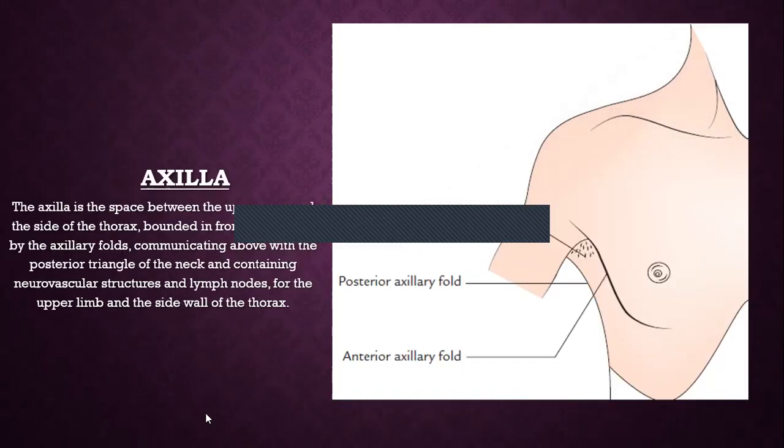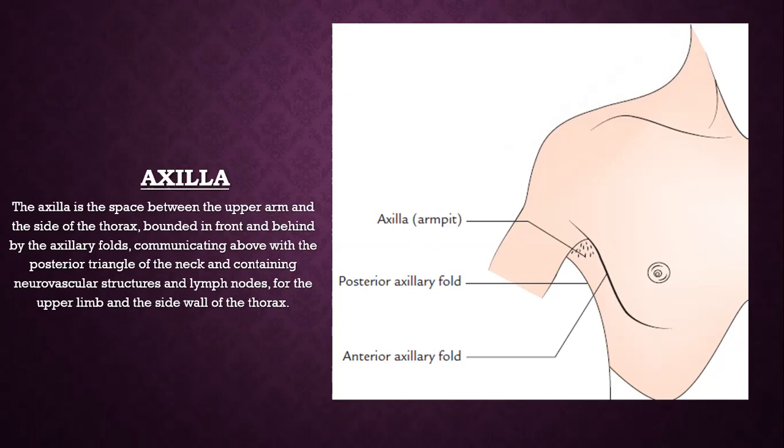Now the axilla. The axilla is the space between the upper arm and the side of the thorax, which is bounded in front and behind by the axillary folds, the anterior axillary fold and the posterior axillary fold. So you can see them here. This is the anterior axillary fold formed by the lateral edge of pectoralis major muscle. This is the posterior axillary fold formed by the tendon of latissimus dorsi muscle.